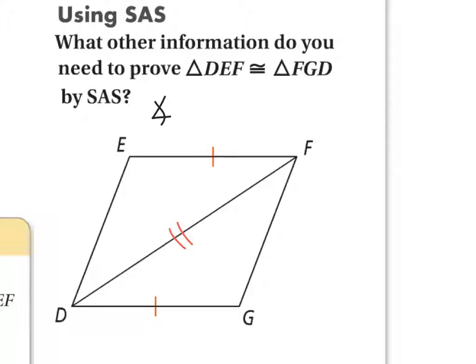Angle F. All right, well, we can't say angle F, because if I say this angle F is congruent to that angle F, that doesn't give me side angle side. Okay? So we've got to make sure to name angles properly. We can't say angle F.